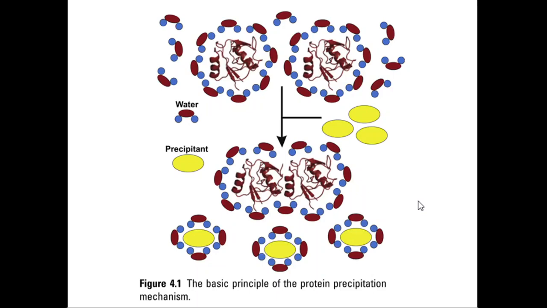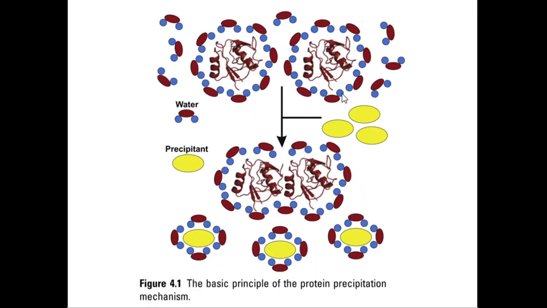Here the solubility of the protein increases. How is the solubility of protein increasing? I'm just discussing the same concept in a very simple language. At low salt concentration, salting in occurs. That means the solubility of the protein increases. How does this happen?